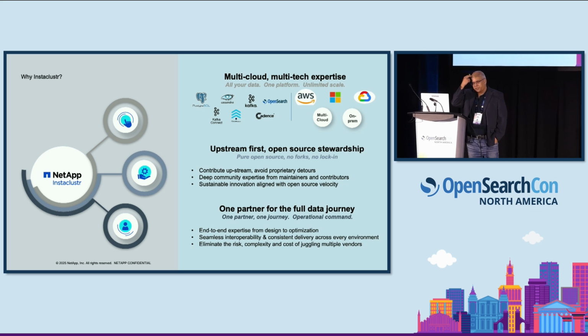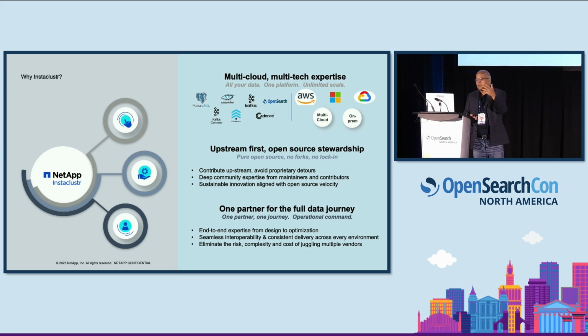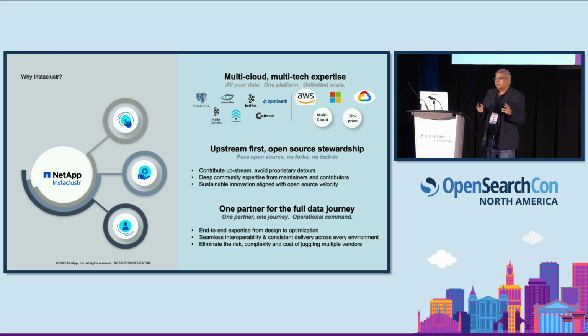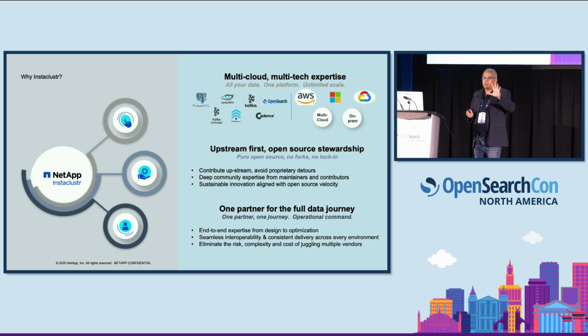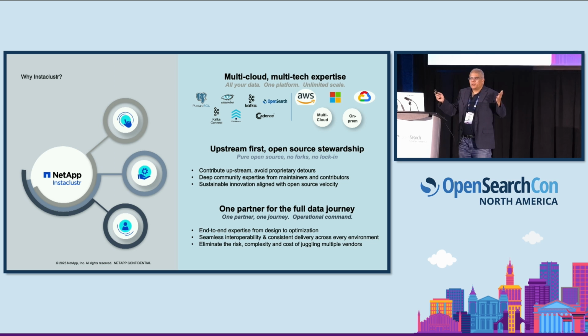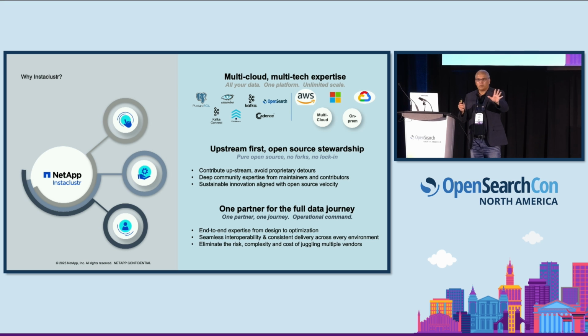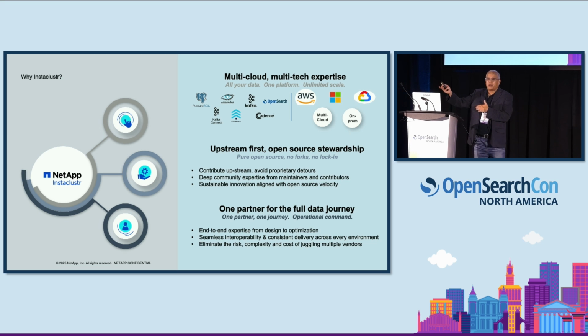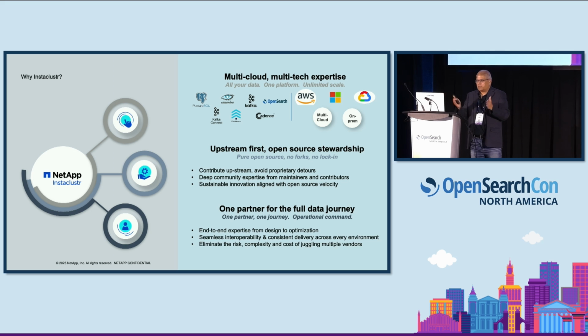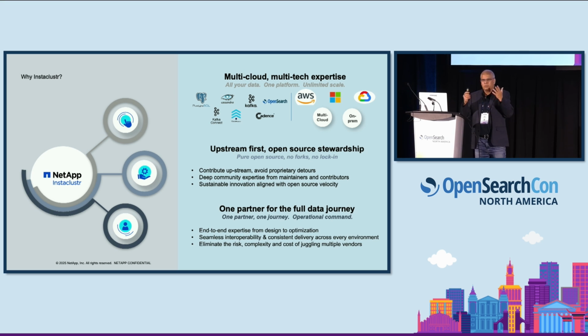Some of the things that differentiate us from others: one is multi-cloud and multi-technology, meaning there are many companies that focus on one cloud or one technology, and I call them one-trick ponies. But we provide help with all the major clouds, as well as multiple technologies that you need. We are 100% open source, so we haven't forked anything, created a new product, and started making money on licensing. We don't do that. We contribute back to the project, and we help you with the entire end-to-end journey that I talked about. So one partner for the end-to-end journey. Those are some of the differentiating factors.